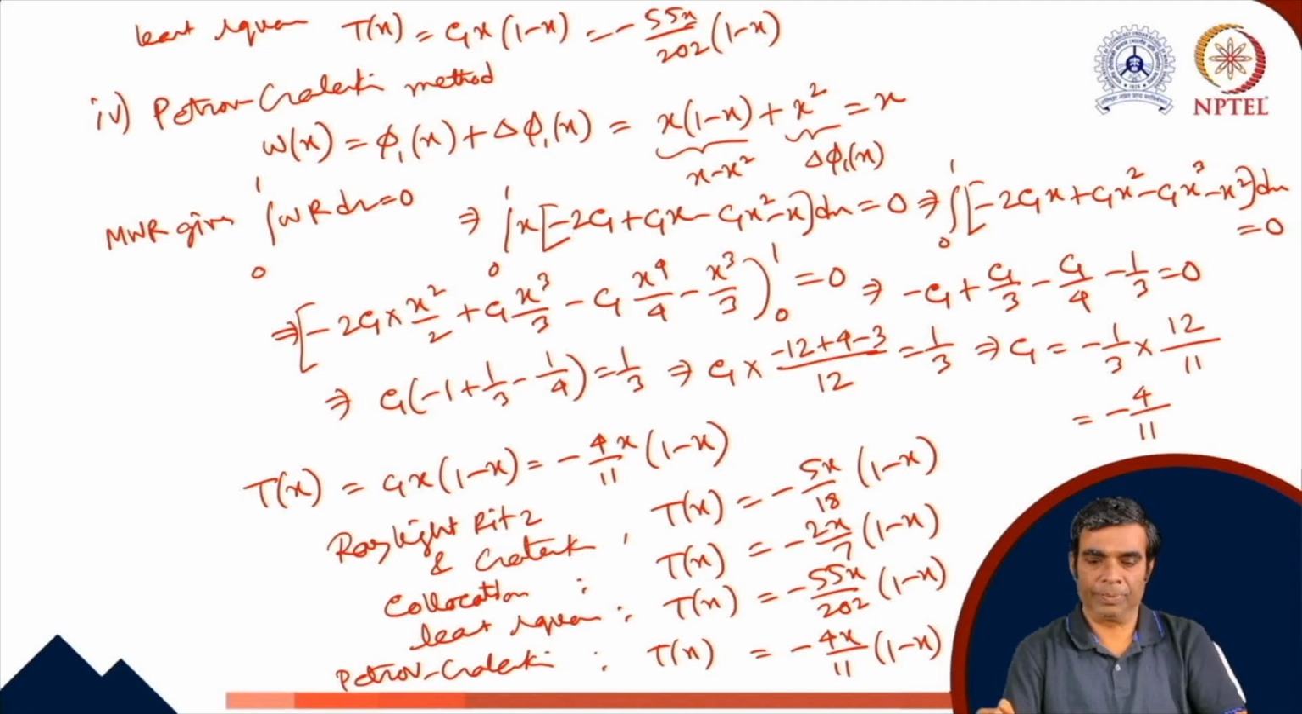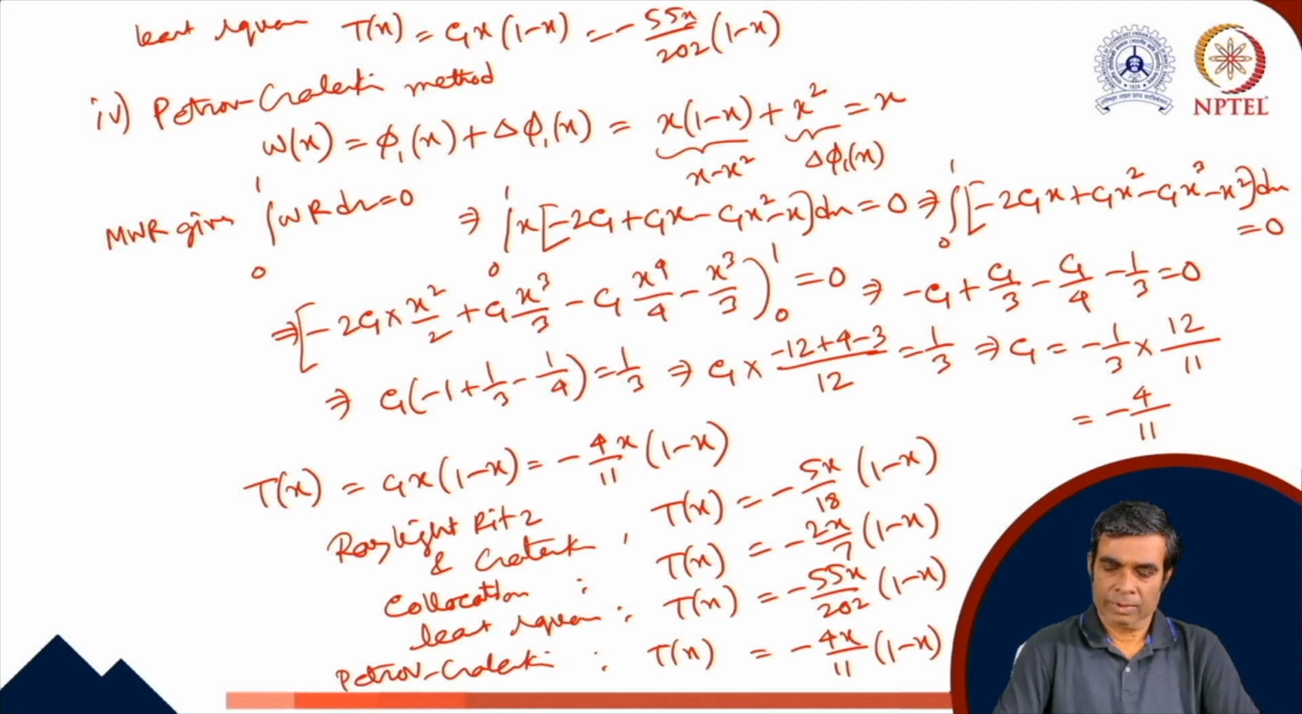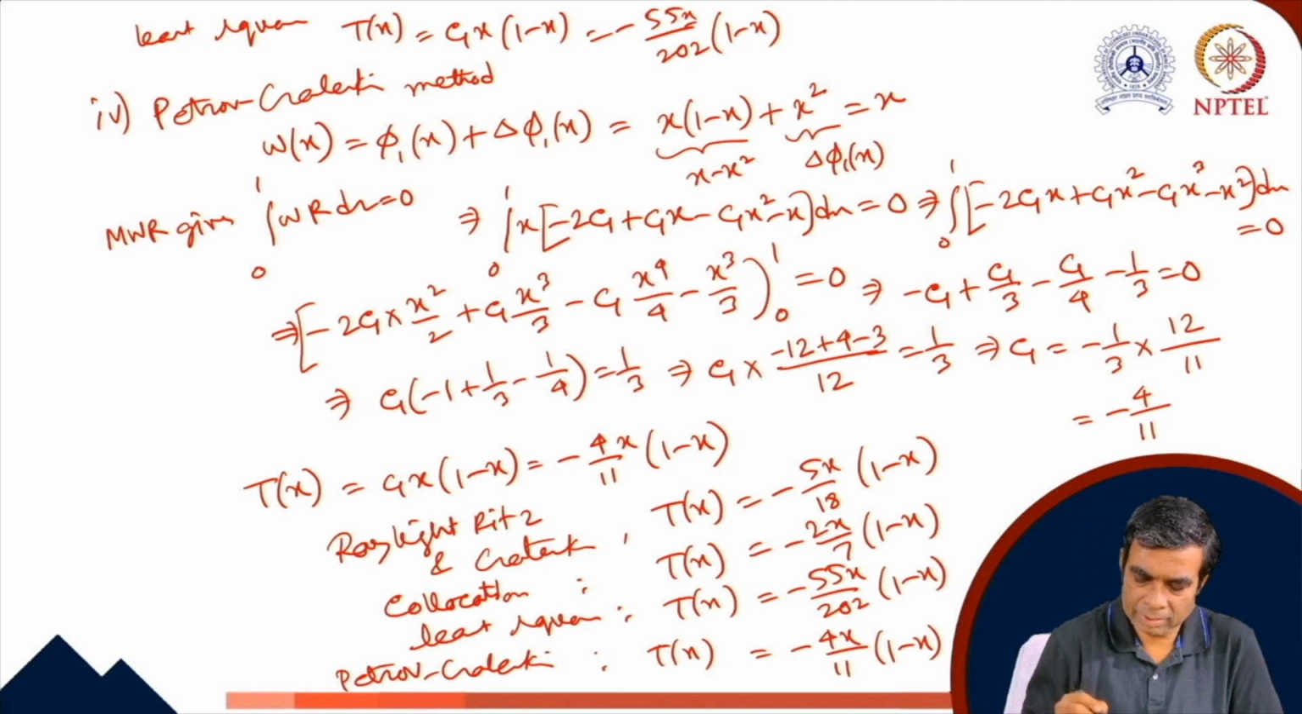So these are the solutions for a single degree of freedom problem, heat conduction problem in one dimension by using one parameter variational methods. So let us just summarize this solution here.